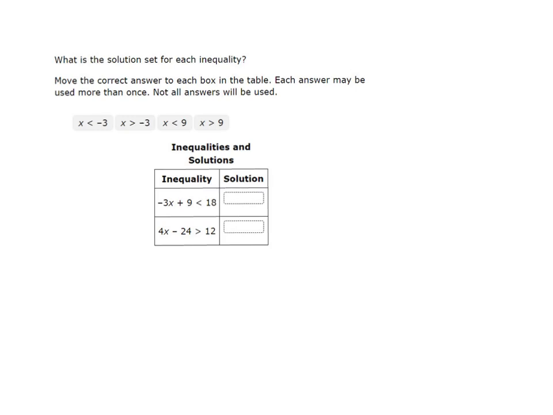All right, so here I see some inequalities that I need to solve. It looks like there's two of them. I'm going to do this one first. Negative 3x plus 9 is less than 18.